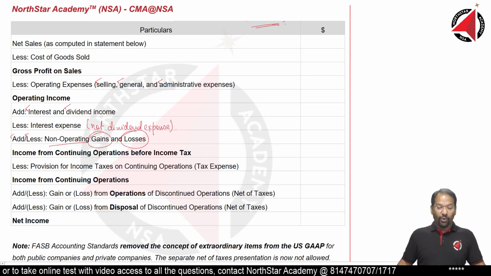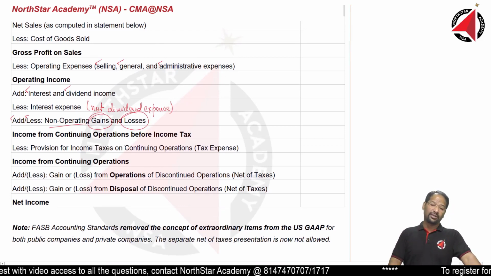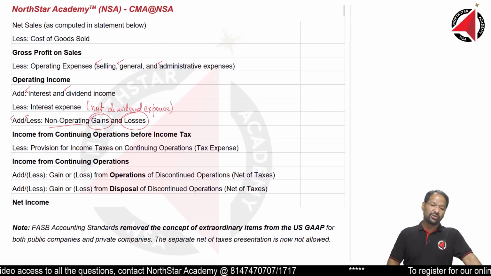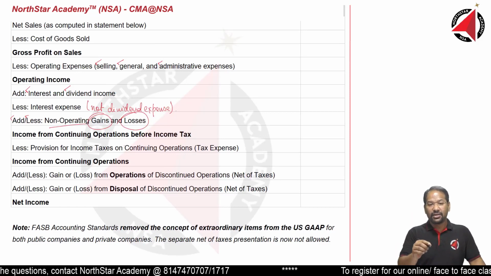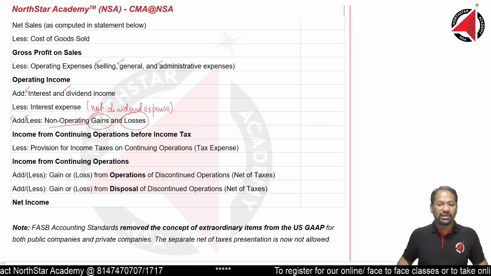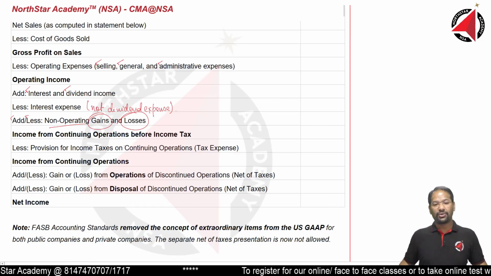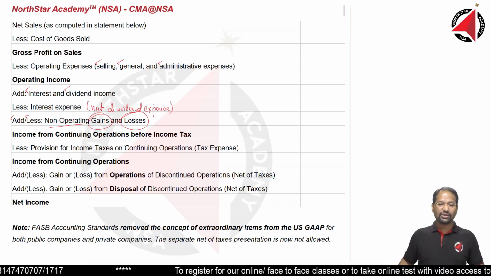From there, what do we get? We get income from continuing operation. What is income from continuing operation? That part of the business operation which I am not going to close in the coming future. Continuing operation means that I am not closing down any of the business unit or any part of the business. That part is called continuing operation.